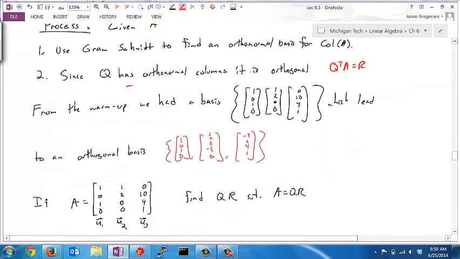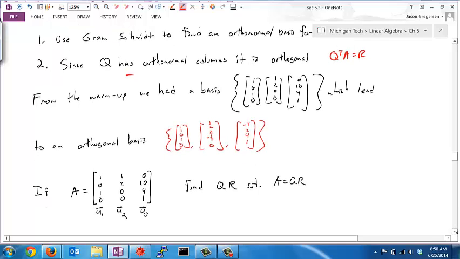Okay, so let's finish up the warm-up problem here. From the warm-up, we have this basis, which I'm going to call the columns of A. We found an orthogonal basis here, and what I want you to do is find a QR factorization for this A, using those columns. So we've already done the hard part. We've done most of the legwork in the warm-up by finding the orthogonal basis. Now what do we have to do to find the QR factorization here? Go ahead and finish the QR factorization.